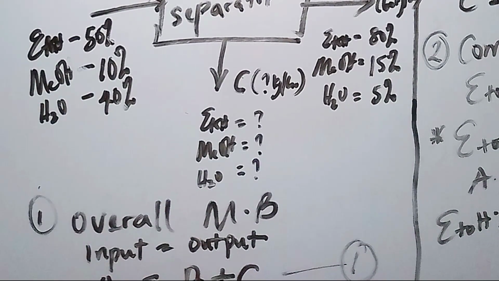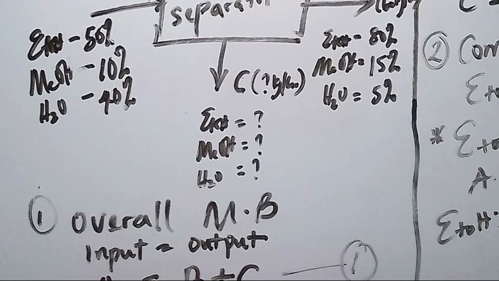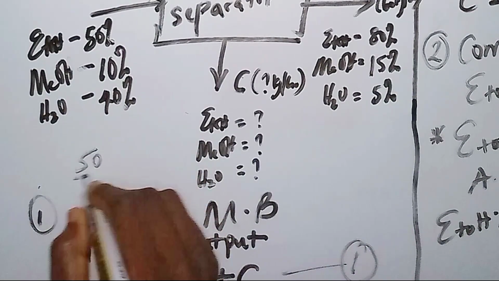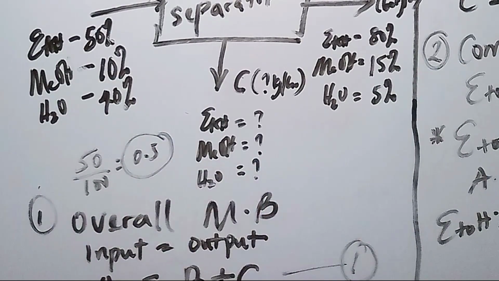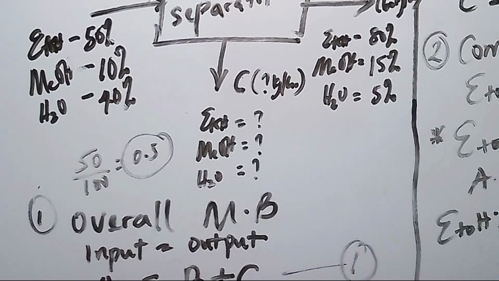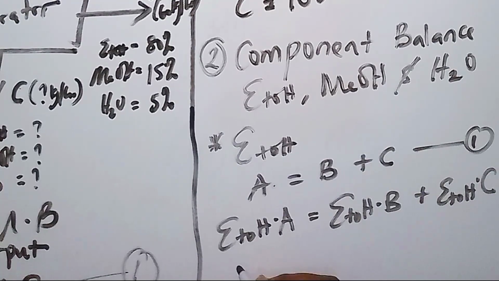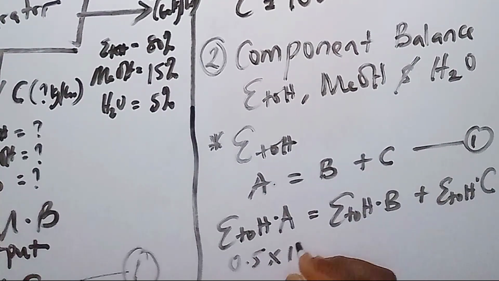50% is the mass percent or weight percent. You can express this as a mass fraction. All you need to do is divide by 100. 50 divided by 100 is equal to 0.5. This is the mass fraction, but that is the mass percent. So we are going to use the mass fraction. Ethanol in A is 50%, so 50 divided by 100 is 0.5, times the mass of A, which is 100.